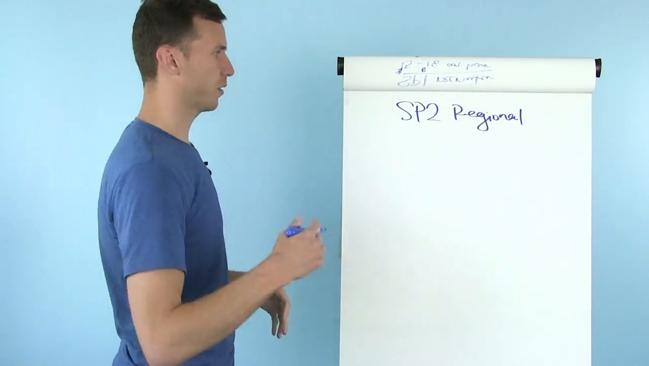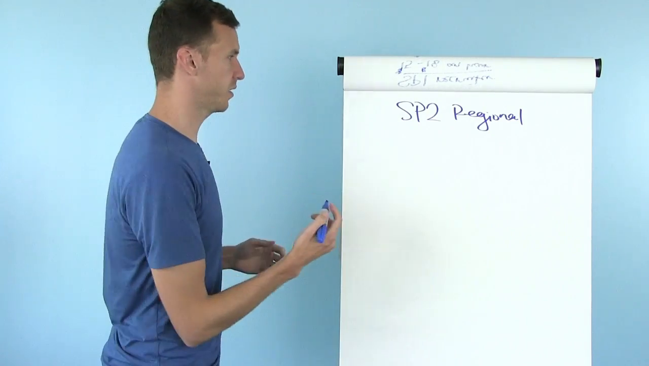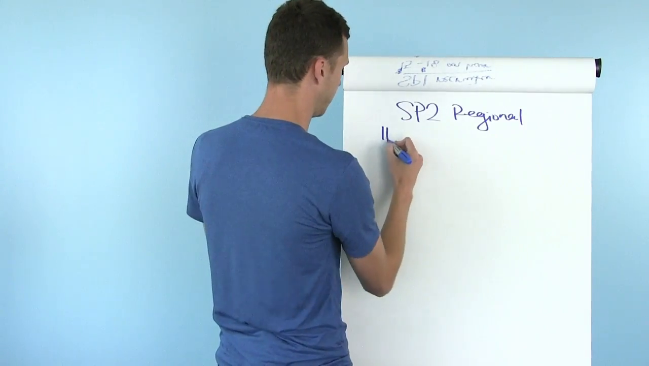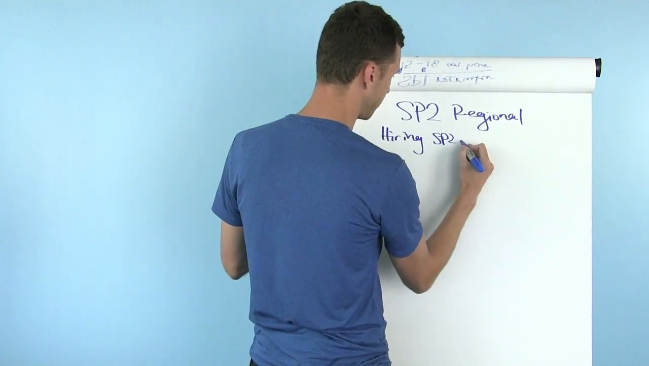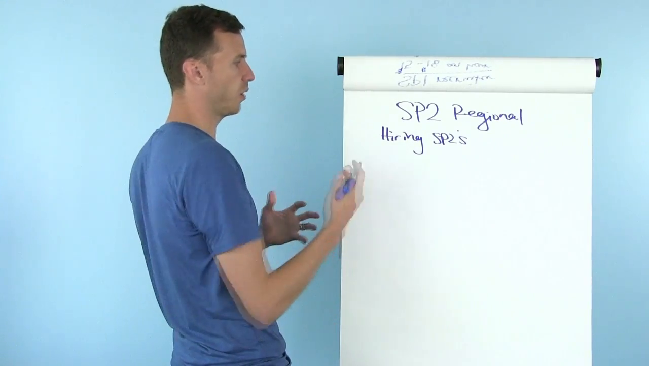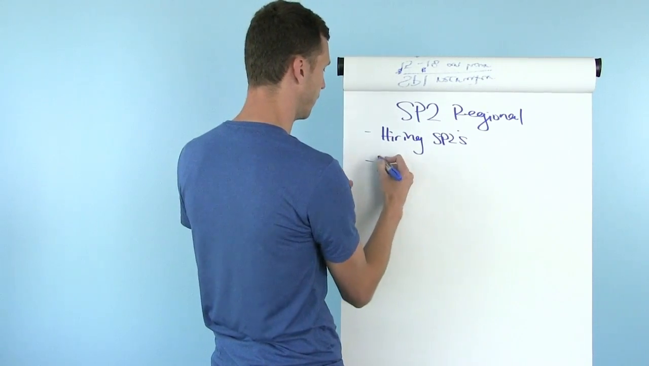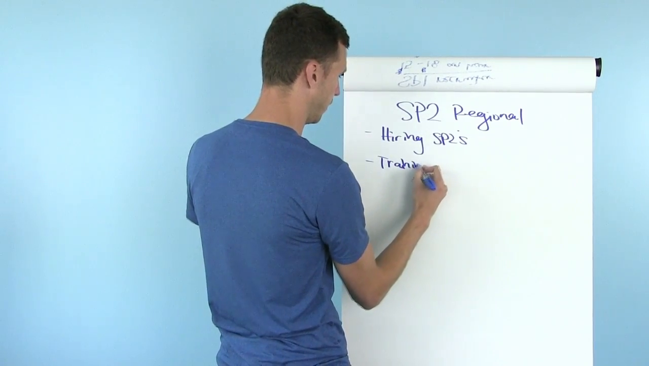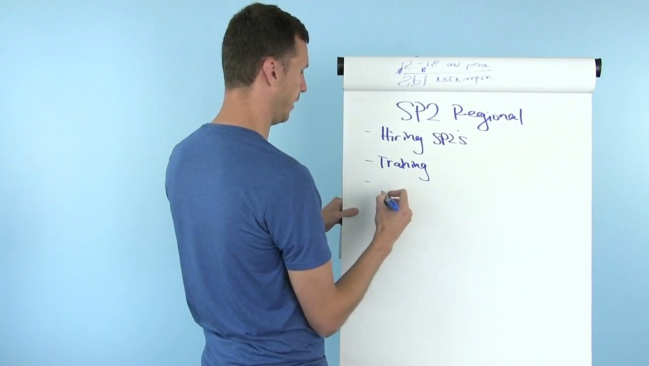The SP2 Regional. Now we're talking as if you're the GM and you have an SP2 Regional. What is their job? Their job is hiring SP2s. Now, if you have an SP2 recruiter, then you don't need that. But in most places, we don't right now. So the SP2 Regional does the hiring. They do the training of the SP2s. They do the pass-off.